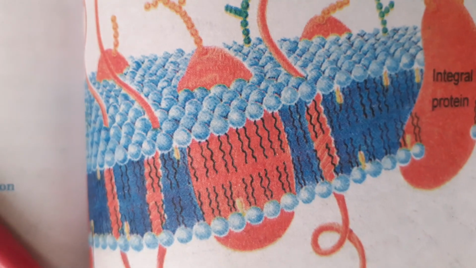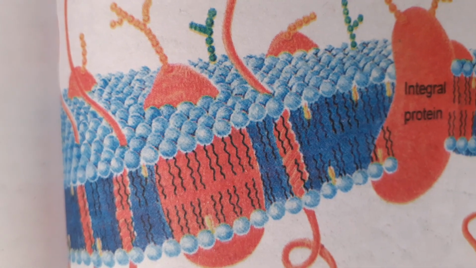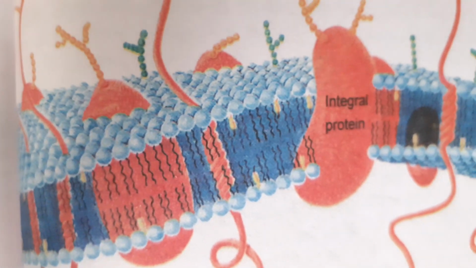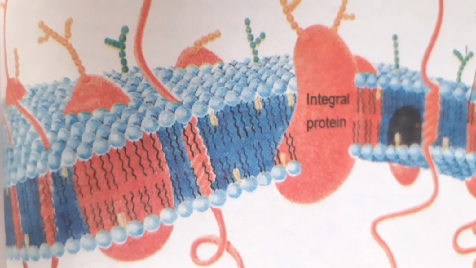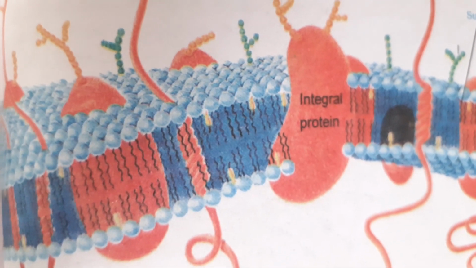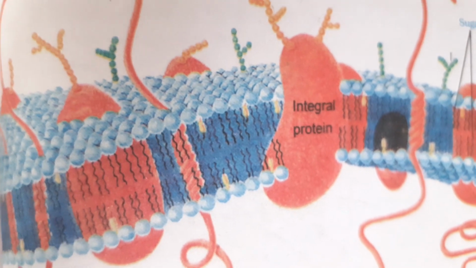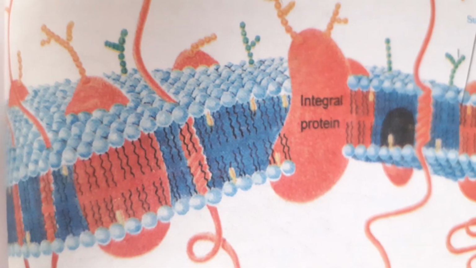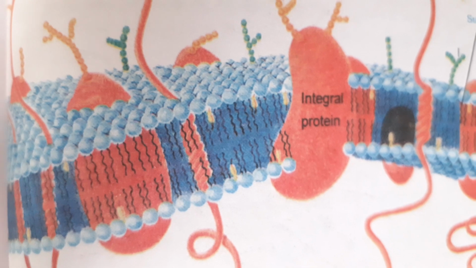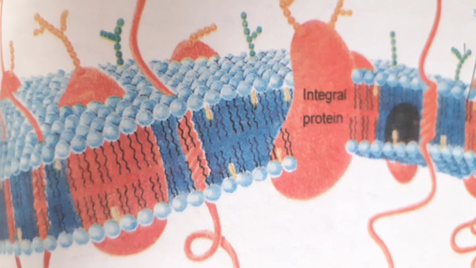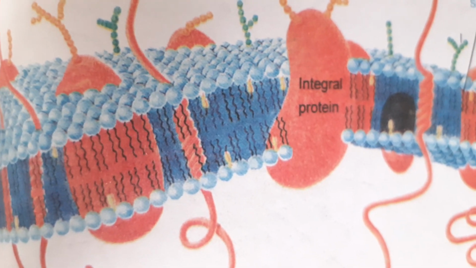So different transport mechanisms are known to occur with the help of the plasma membrane. The plasma membrane plays a major role in giving structure to the cell and also in maintaining the permeability of the cell.